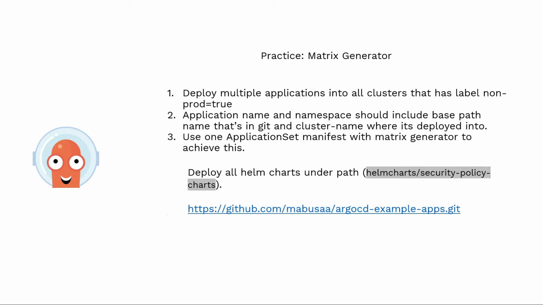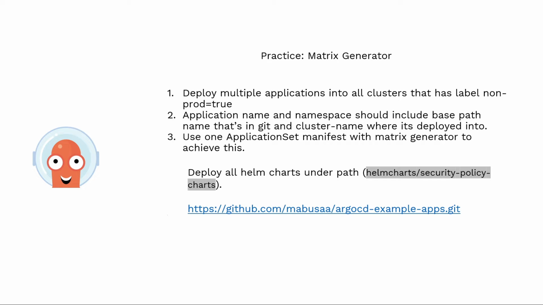So in this practice, we want to deploy multiple applications into all clusters with the label non-prod equal true. And we have to achieve this using one ApplicationSet manifest. And for the generated applications, we need to set the application name to include the base path name that is in Git and the cluster name where the application will be deployed into.